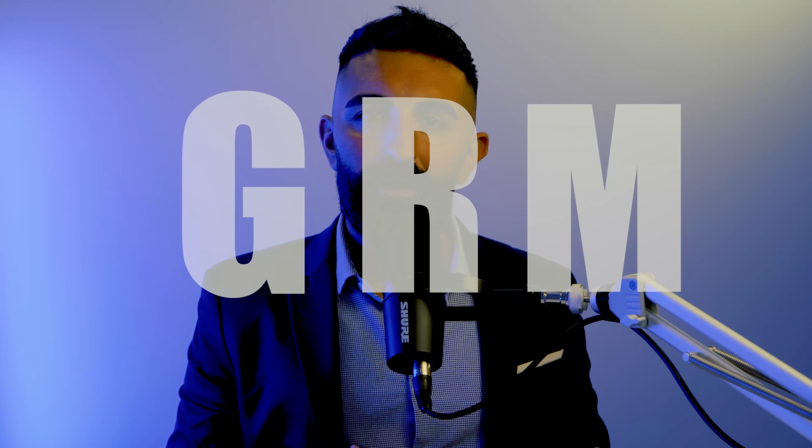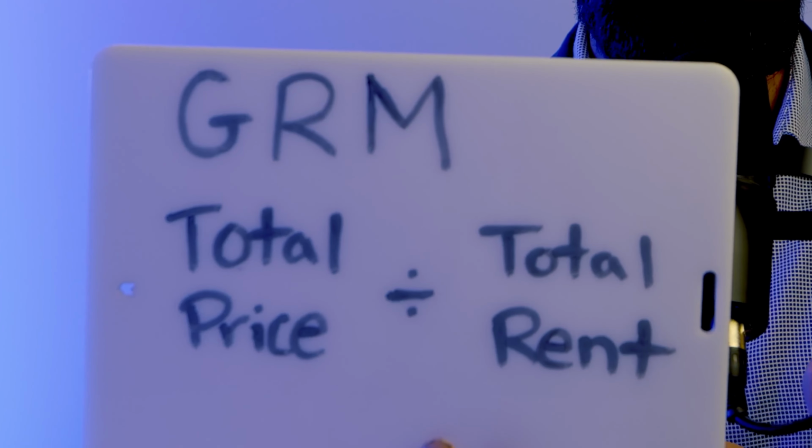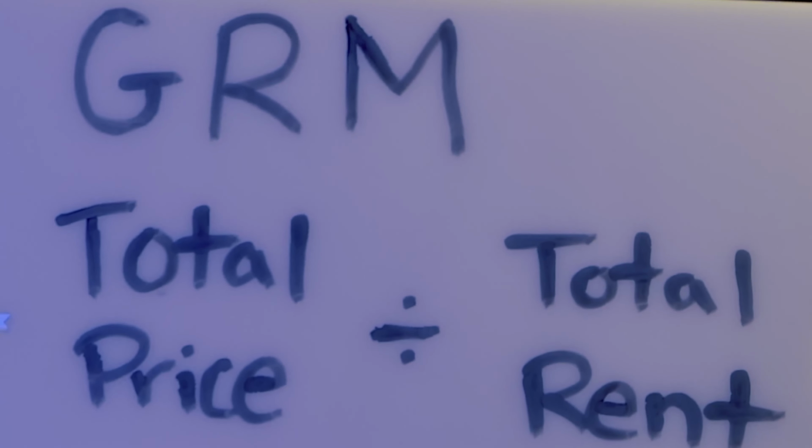The first formula we're going to look at is the Gross Rent Multiplier. The Gross Rent Multiplier, or what we call the GRM, is a really solid formula to look at markets as a whole, or to compare two properties in different price ranges to see which one is a more solid investment. The formula is simply the total price of the property, or the total average price of the homes in the market, divided by the total annual rent, or the average annual rent in the market.